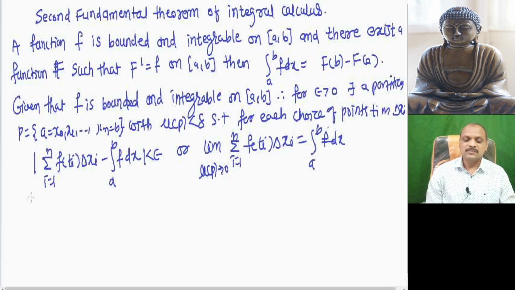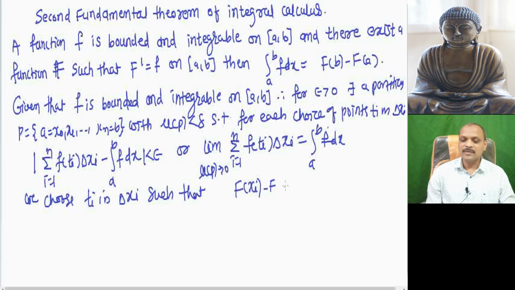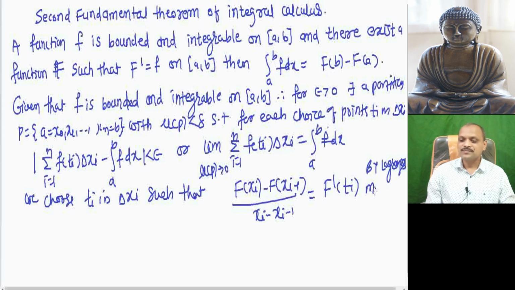Now we choose the points ti in delta xi in such a manner that F of xi minus F of xi minus 1, divided by xi minus xi minus 1, equals F dash of ti. This is by Lagrange's mean value theorem. We choose the point ti in such a way that this condition of Lagrange's mean value theorem is satisfied, that is, F of xi minus F of xi minus 1, over xi minus xi minus 1, equals F dash of ti. What is this denominator? This is nothing but delta xi.